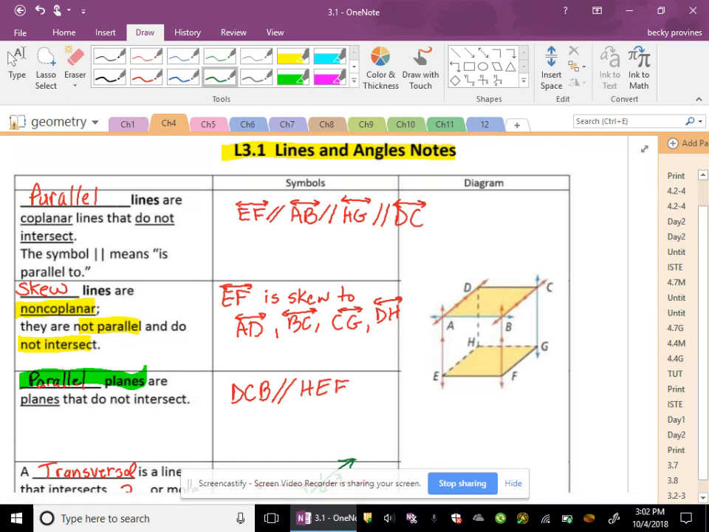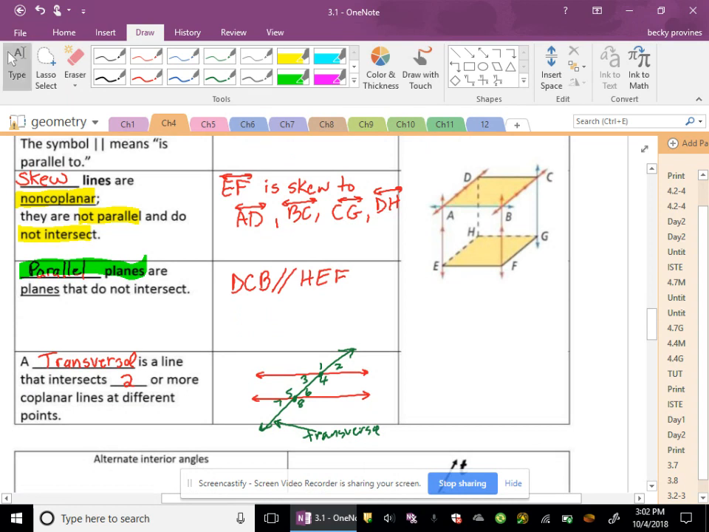Now, here's a question. How many sets of parallel planes are within our diagram? Well, the top and bottom, that's 1 set. The left and right, that's 1 set. And the front and back, that's another set. So there are technically 3 sets of parallel planes within this picture.